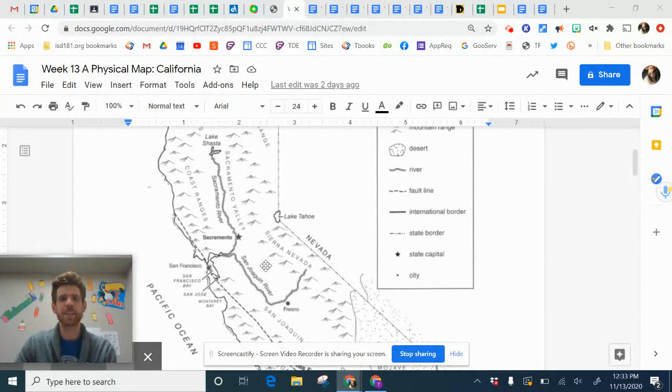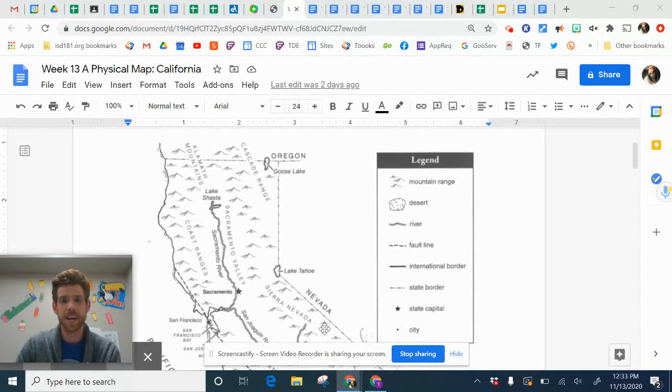One other highlight I'd like to talk about is the valley here. We have the Sacramento Valley, and we have the Cascade Range, the Sierra Nevada Range, and the Coastal Range. So there are a lot of mountains and valleys, and that will be coming up in one of your questions. That's why I wanted to remember to talk about that. So there you go. Physical map, California.